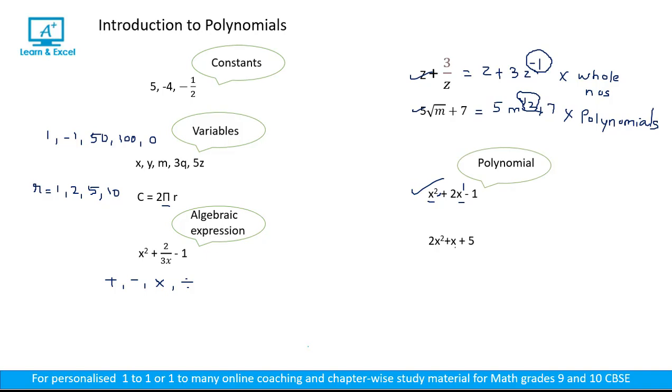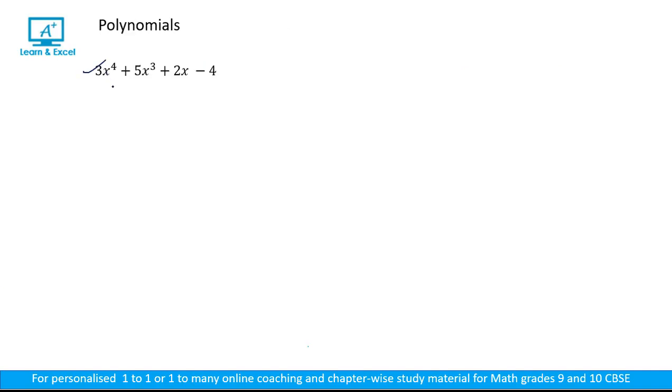Let us now look at this polynomial. Do you know what the variable is over here? The variable over here is x. The constant for the given polynomial is 5. The coefficient of x square we can see here is 2, and let us find the coefficient of x. The coefficient of x is 1. Let us now look at this polynomial 3x raised to 4 plus 5x cube plus 2x minus 4. This polynomial has one variable, that is x. The highest power of the variable is 4. Hence 4 is called the degree of this polynomial.